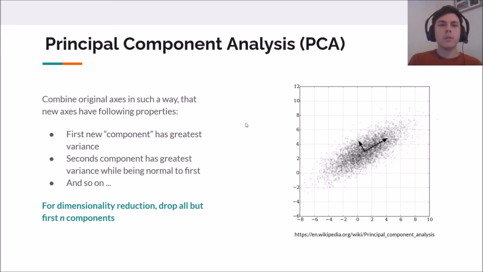One classic way to do so, that you probably all know, is principal component analysis. And here you basically combine the original axes in such a way that the first of the new combined axes has the greatest variance along it. The second component has the second greatest, and so on. And then if you simply drop all but the first n components, you've reduced your dataset to n dimensions. And the idea is that since the later components have lower variance, you don't lose much information.